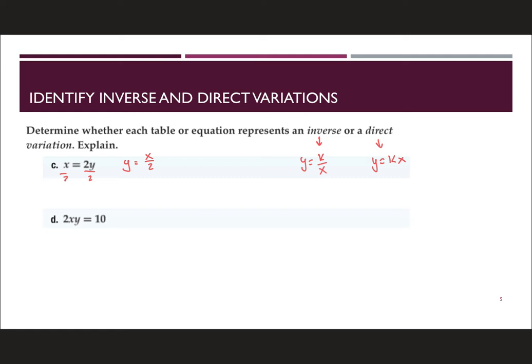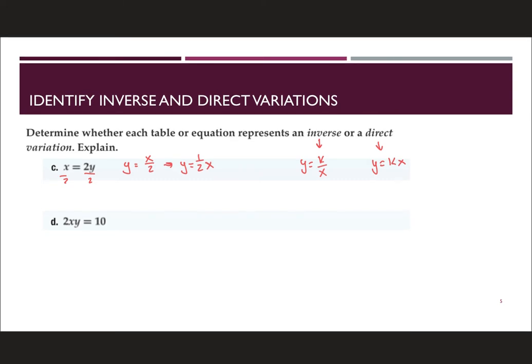Now, x over 2, this expression can be rewritten as y is equal to 1/2 times x. And this distinction is important because it fits our direct variation pattern. Over here, we have that y is equal to k times x, and then equation c can be rewritten in a way where we have a fraction, yes, but still a number, times x. So this top one is a direct variation.